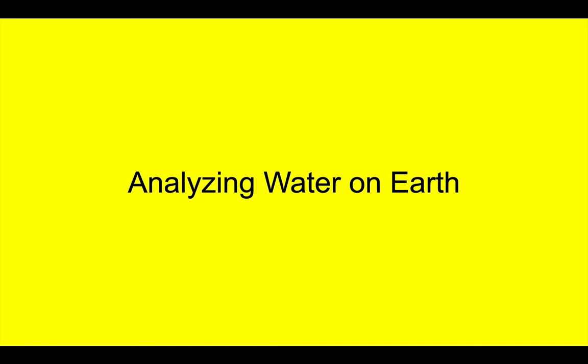You should be able to watch the notes here and understand the first part of the section, which is dealing with analyzing water on Earth. So far in our chapter, we've been talking about how air circulates. We've talked about how ocean water circulates, and now we're going to talk about how the water cycle works. So let's get into it.